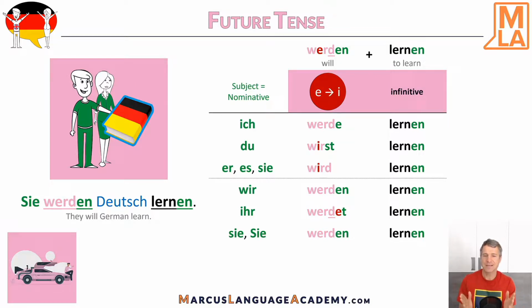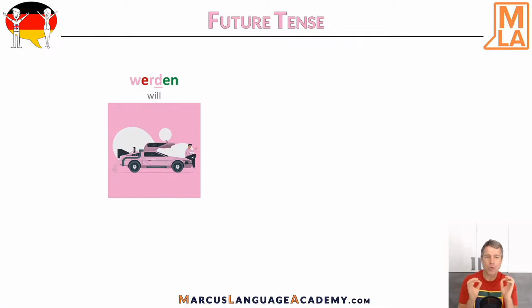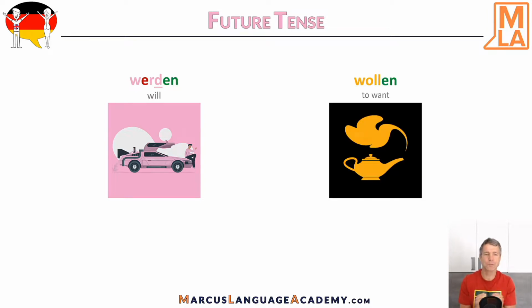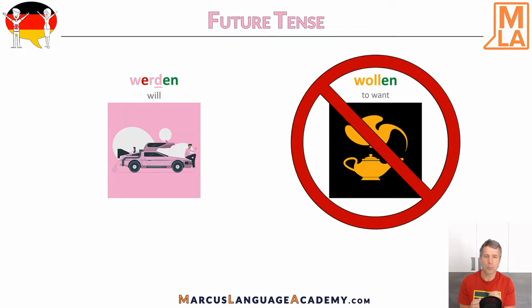And this is how it works with all verbs. So actually, a piece of cake in German. But please always remember that our auxiliary verb for the future tense is werden. Many people confuse this with the modal verb wollen, which means to want. So please don't make the same mistake. And of course, I hope that you will also learn German in the future.